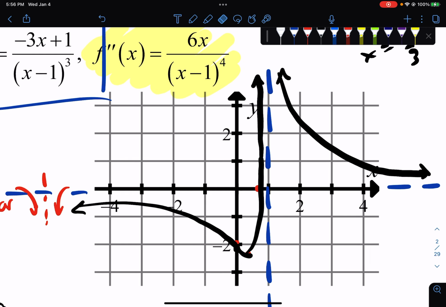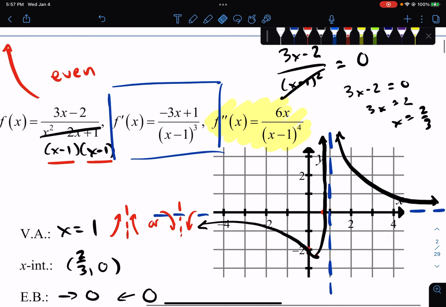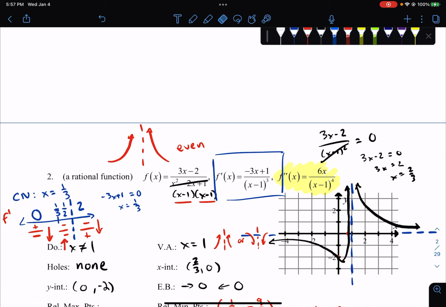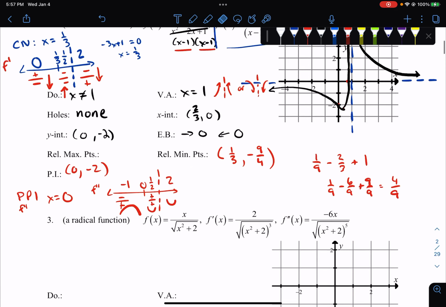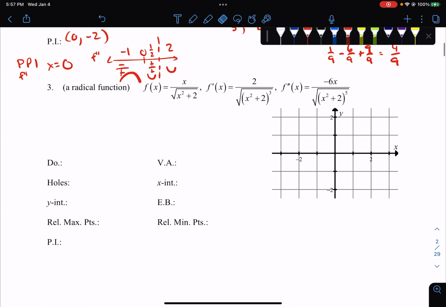So my function looks something like that messy disaster. And again, as long as your concavity is correct and your points are correct, the detail of exactly what the slope is and how steep doesn't really matter. All right. Okay, let's do one more, if you can last that long.